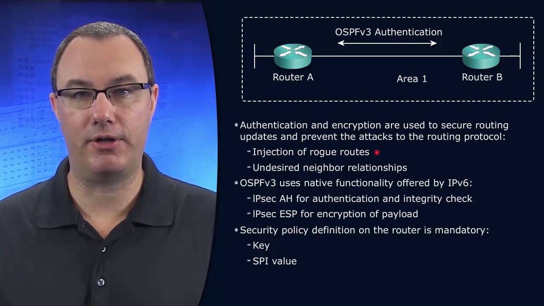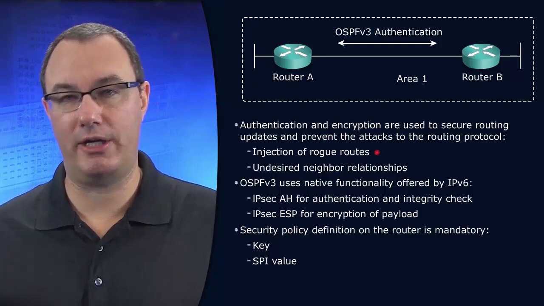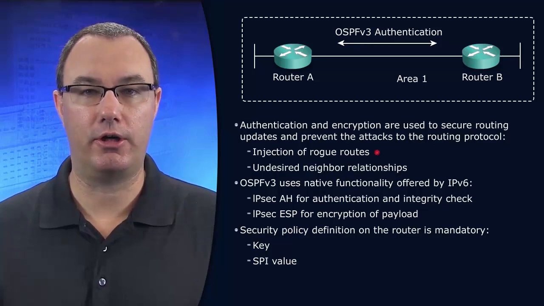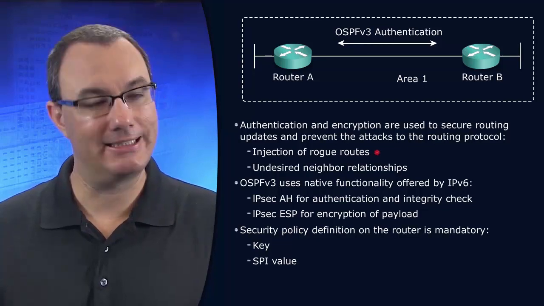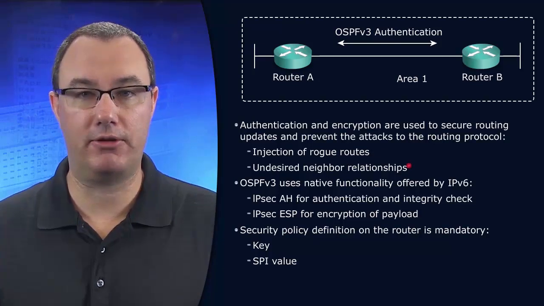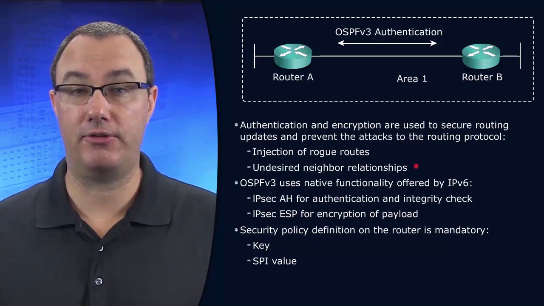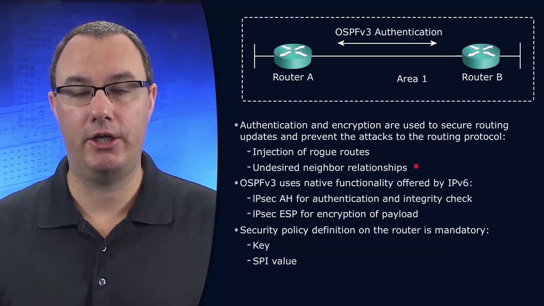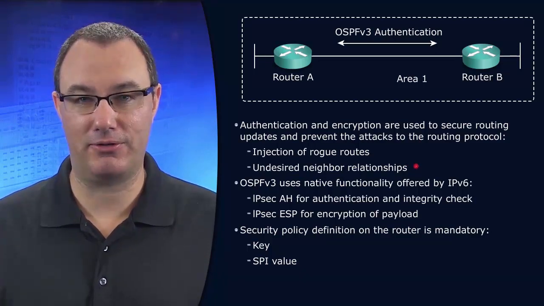Imagine default information originate being used to inject a default route into our autonomous system from a rogue router. And this really controls your administrative domain. Your autonomous system is now, if you use this properly, going to consist just of your routers and no one else.